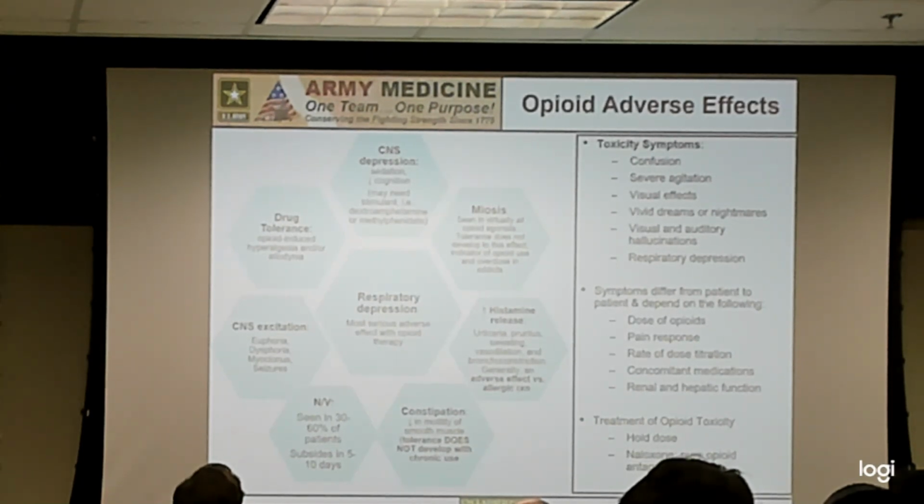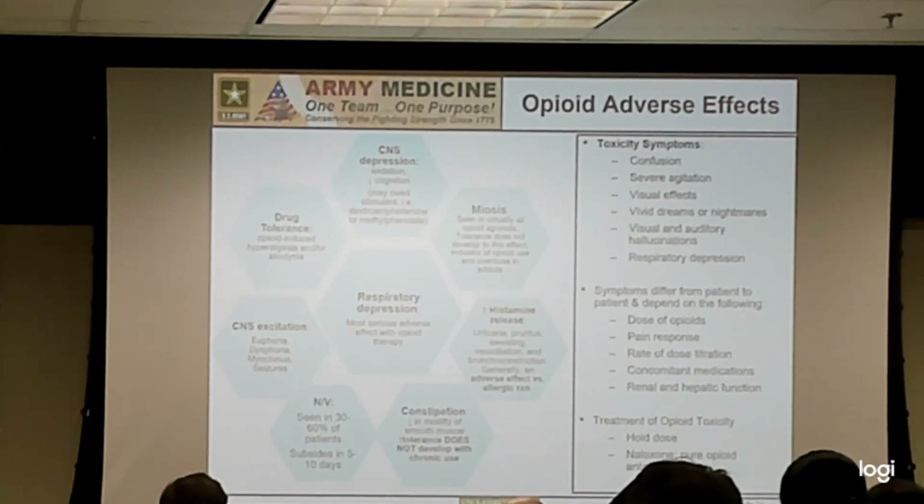All right, so our toxicity symptoms. You will have patients who are going to be pushed into toxicity, right? It happens. Patients who overdose on opioids will come in and present being confused, agitated. A lot of them will say they're essentially hallucinating, and you can see some respiratory depression.